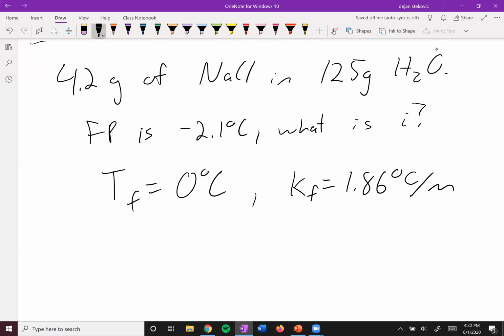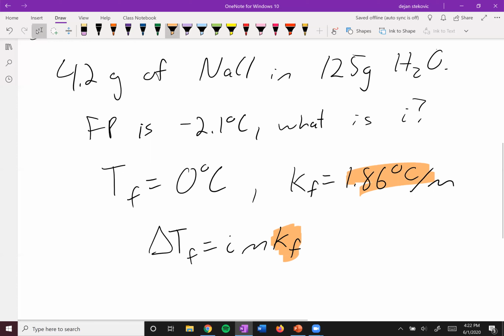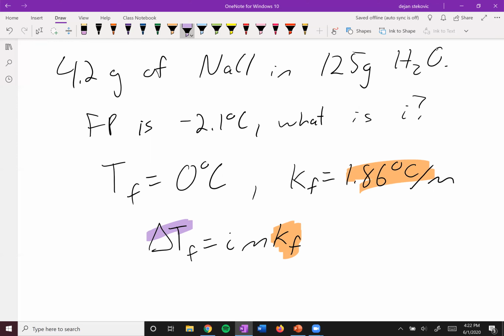So now would be a good time to pause the video and work through this problem and try to solve for i. So let's go ahead and try to figure this out. So delta T_f is going to be equal to i times molal times K_f, right? We can take this K_f, we can plug it right into here. And then we have to figure out our other components, right? Delta T_f is going to be the difference between 2.1 and 0 degrees Celsius, right?